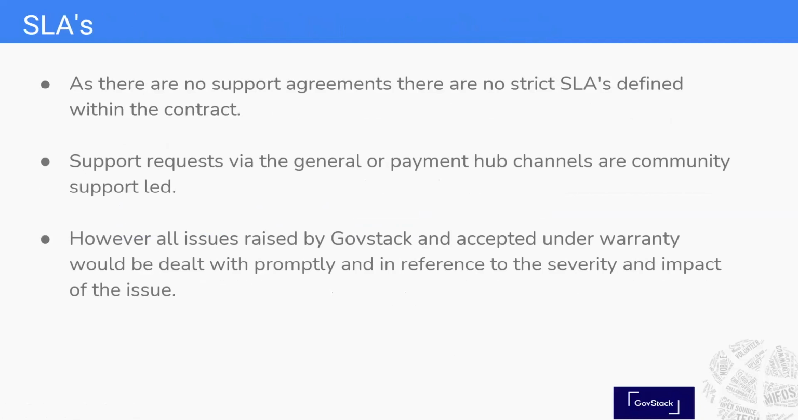So looking at SLAs, there's no specific strict SLA defined within the contract, and support for an implementer would be something they would agree with the implementing party. They could come to MeFOS and get specific support with one of the other partners within the community, or they could just rely on the general community support chat channels we talked about earlier. However, all issues that are raised by Govstack themselves, and are accepted under the warranty, are dealt with promptly, depending on the severity or the impact, as we'll show you when we go through the tickets.